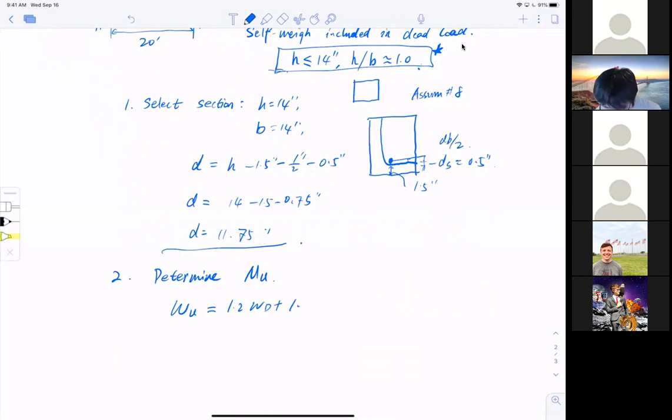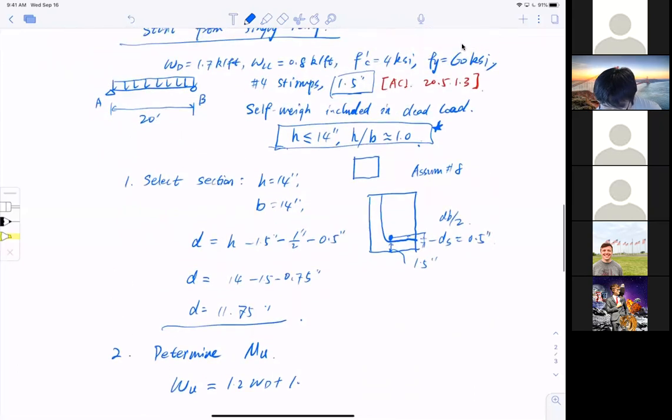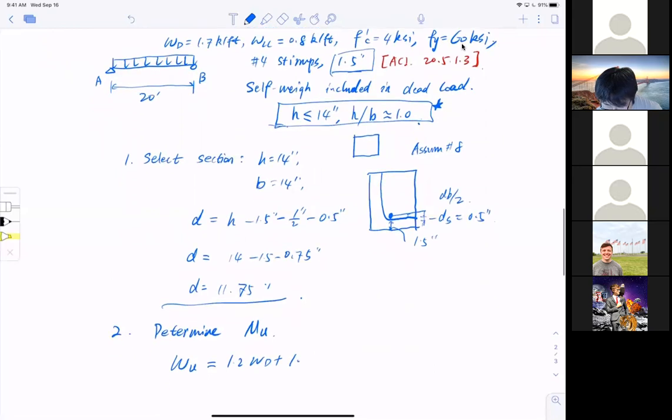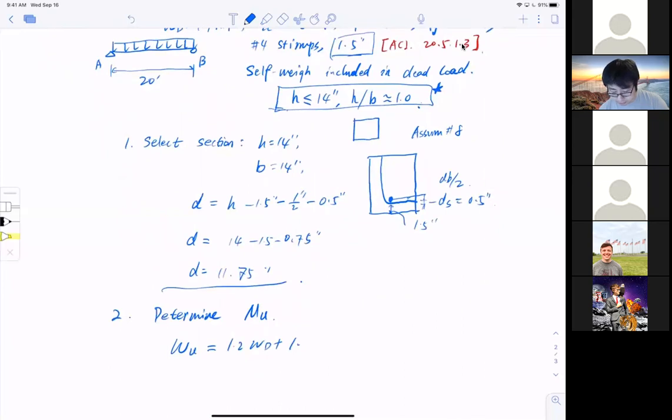Wouldn't that be, for the depth, 2.5 inches total that we're subtracting? So it would be 11.5 instead of 11.75. Did I get it wrong? Let me redo it. Okay, so 14 minus 1.5 minus 0.75. No, I think I got 11.75, isn't it?